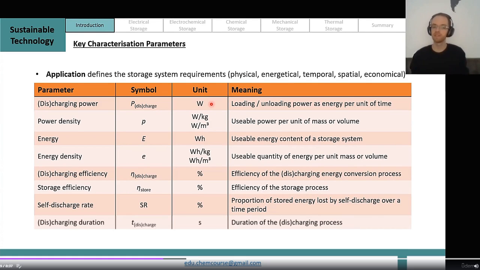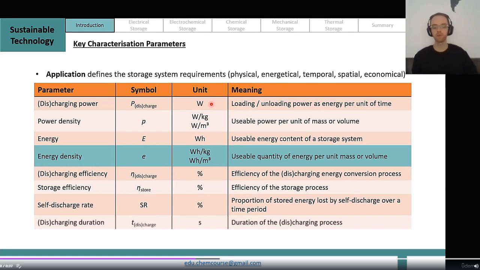Then we have something called the self-discharge rate, which is mostly interesting for batteries. So self-discharge means that a proportion of the stored energy is basically lost due to internal reactions, for example. And we have the so-called discharging duration. This is a measure for how long it takes you to discharge or to charge your energy storage. Most notably in this course, I will often focus on the energy density here as a means of generally how much energy I can store per kilogram or per cubic meter, or generally per unit of mass and per unit of volume.